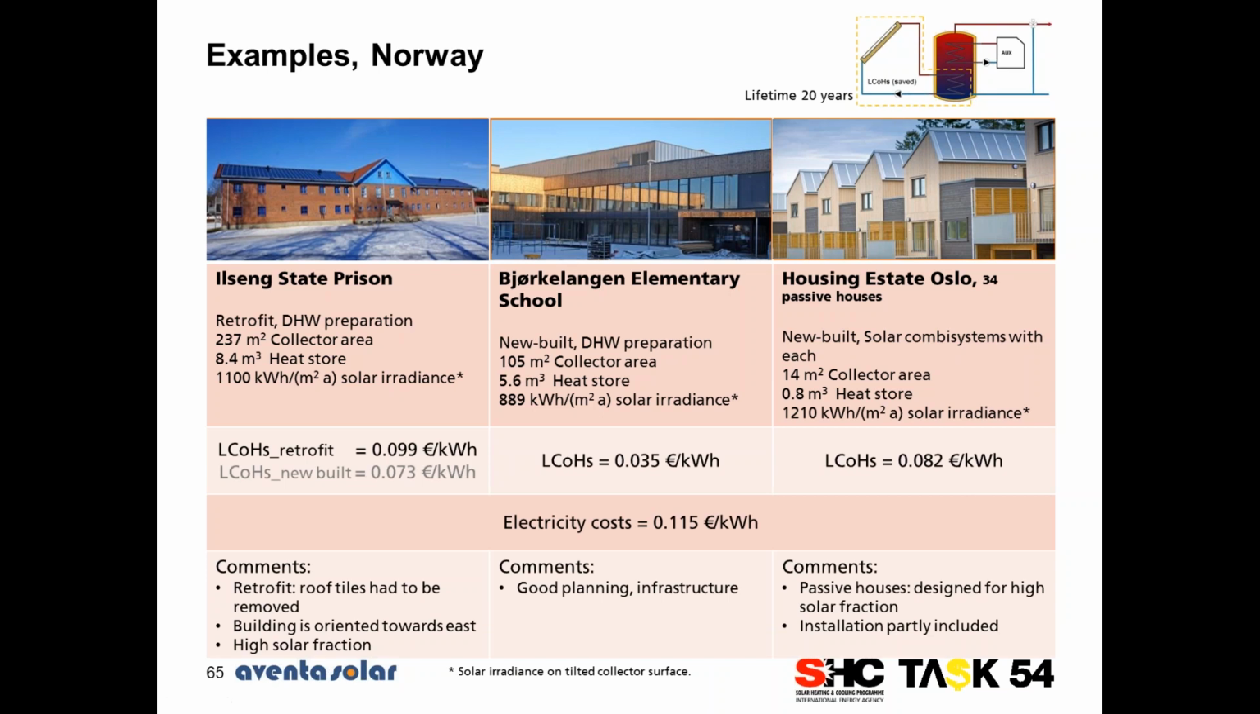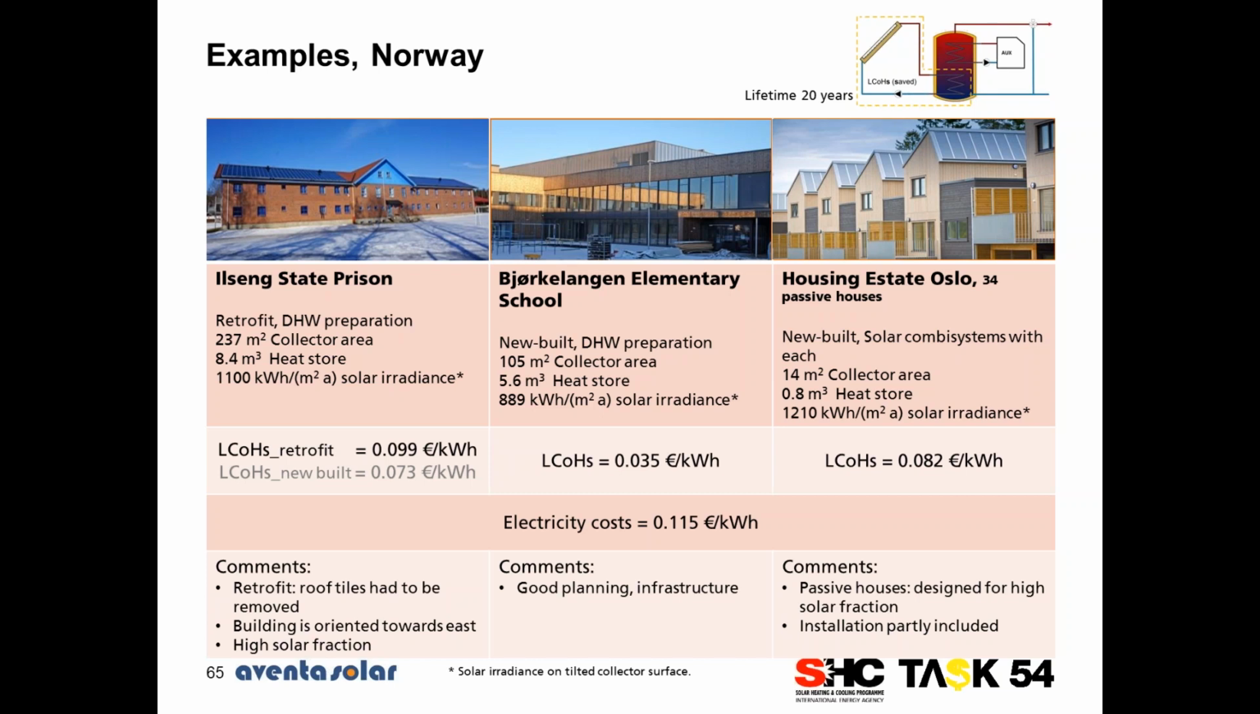So if we look at what I calculated, what we should also consider is that in the picture at the top right, you see what I calculated here. It is only the solar part of the complete solar heating system. So I'm only looking at the LCOHS part. The auxiliary part is not included in that case. And for the example on the left, Ilseng State Prison, we have 0.099 euros per kilowatt hour in levelized cost of heat. This is compared to 0.035 euros per kilowatt hour for the elementary school and 0.082 euros per kilowatt hour for the passive house estate housing.